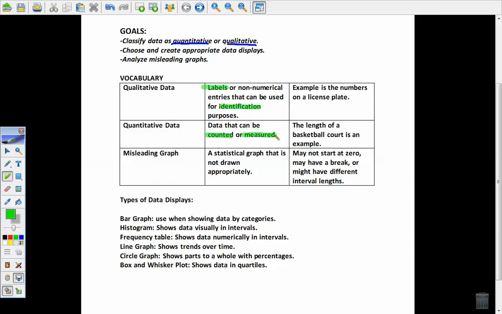Okay? And then the last term that we need to understand before we start looking at graphs is called a misleading graph. Okay, misleading graph. And a misleading graph is a statistical graph that is not drawn appropriately. Okay?